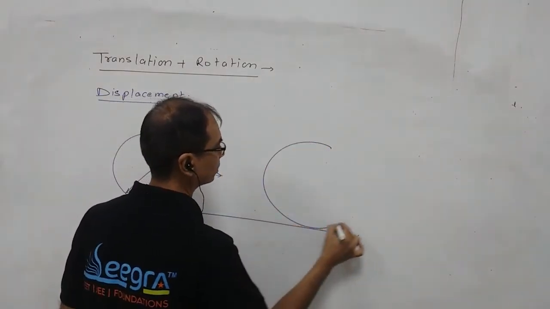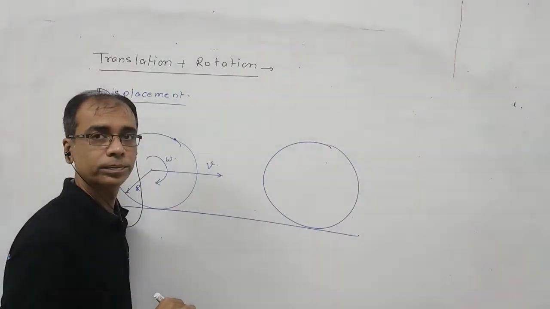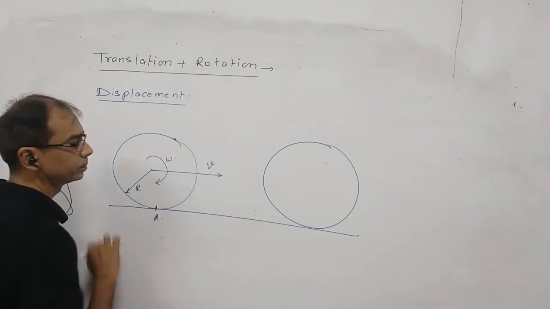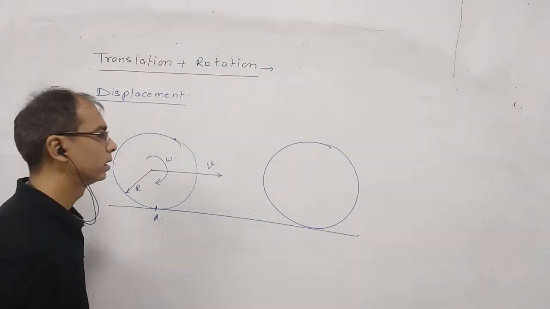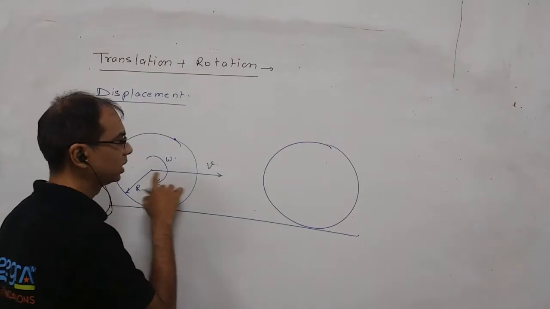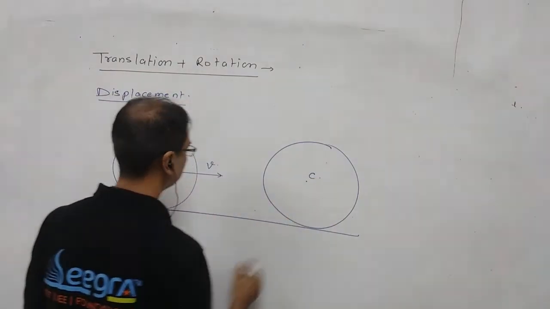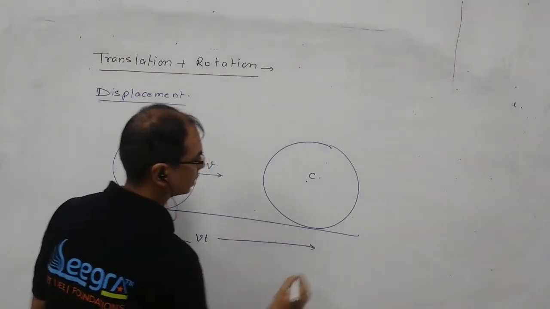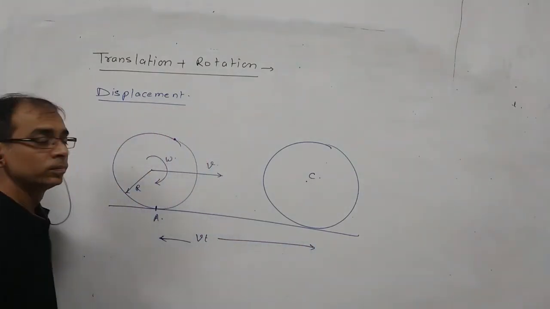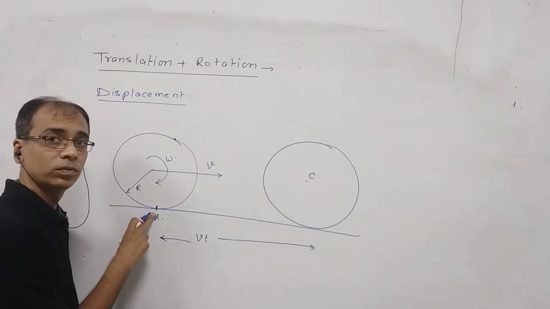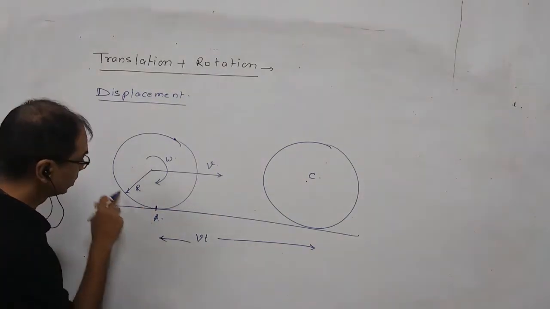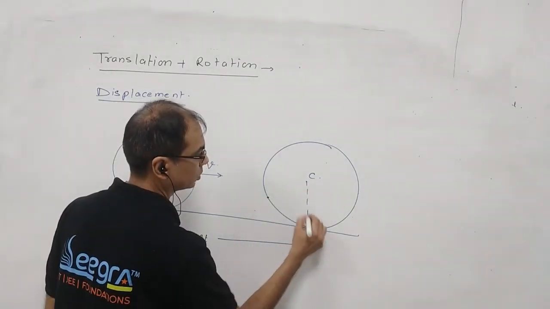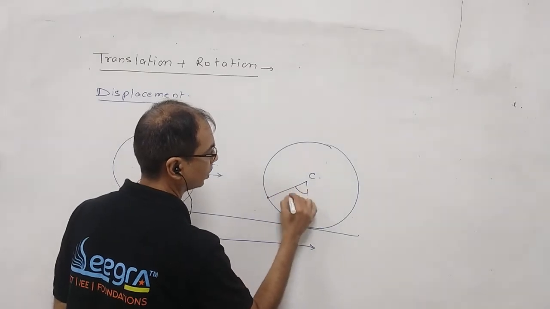Now let's say after time t this wheel is here. What we want to see is how much is the displacement of this particle A. The center has moved how much? Vt, because its speed v is given. So in time t it has moved Vt. And the particle A will move omega t with respect to the center, so from this position it must be somewhere here.